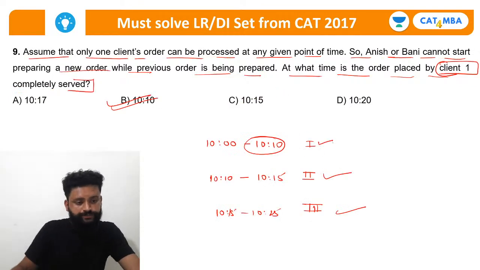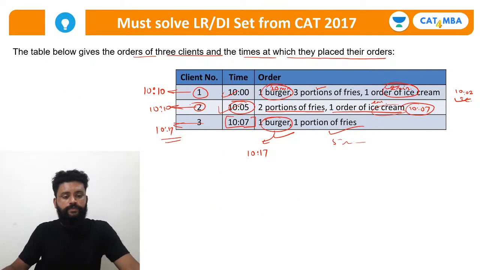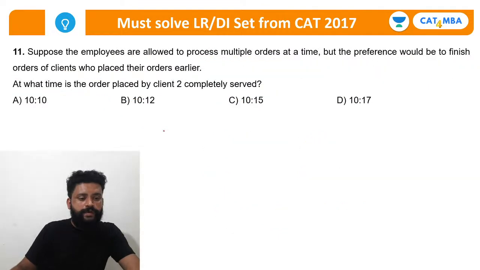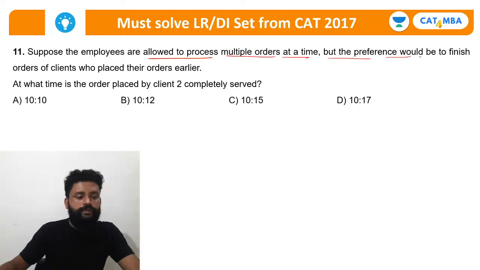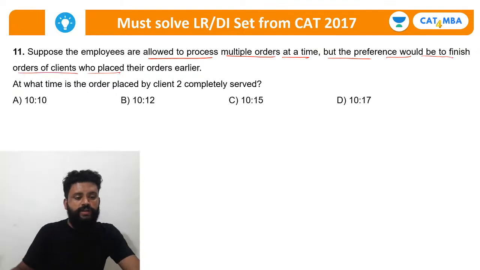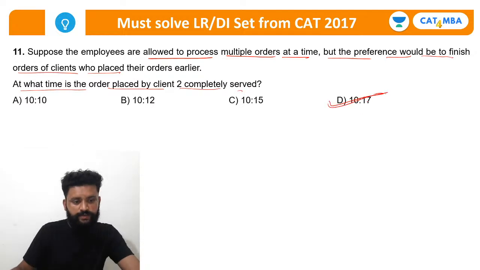Is 10:25 जो मैंने अभी एक्सप्लेन। तो ये दो क्वेश्चन हो गए। फिर अगर इस पे क्वेश्चन आता है, अगर वो साइमल्टेनियसली काम कर सकते हैं तो आंसर 10:17 हो। Hopefully all of you getting this part. Look at this. Suppose the employees are allowed to process multiple orders at a time, but the preference would be to finish order. So at what time the order placed is going to be 10:07. Look at the level of difficulty. You can simply, in one go, complete all these 4 questions.